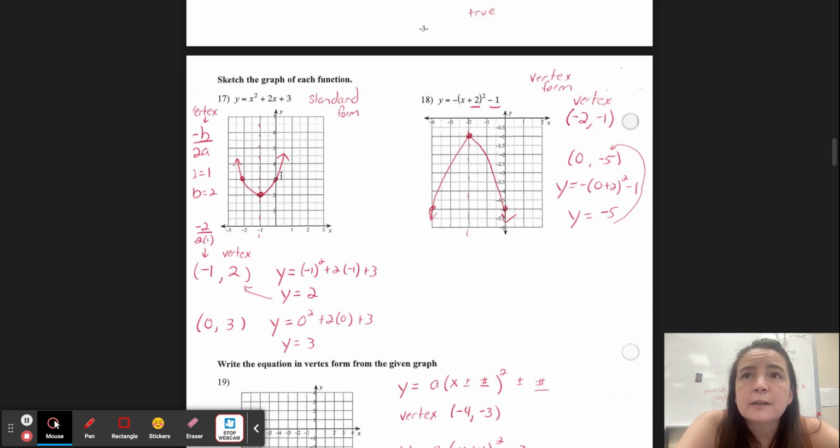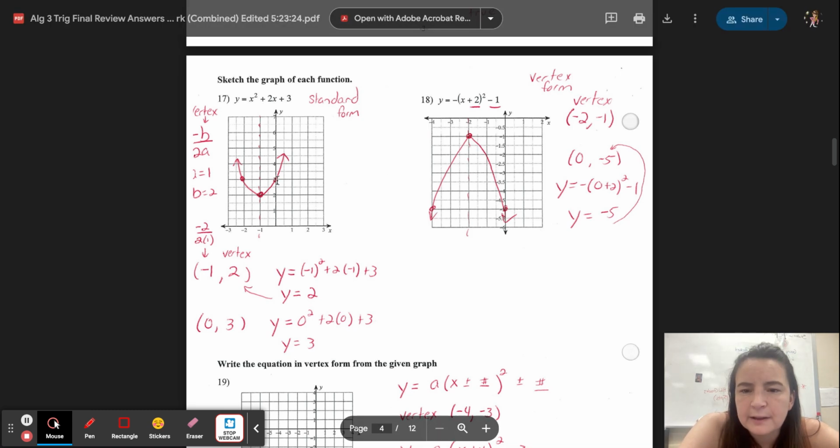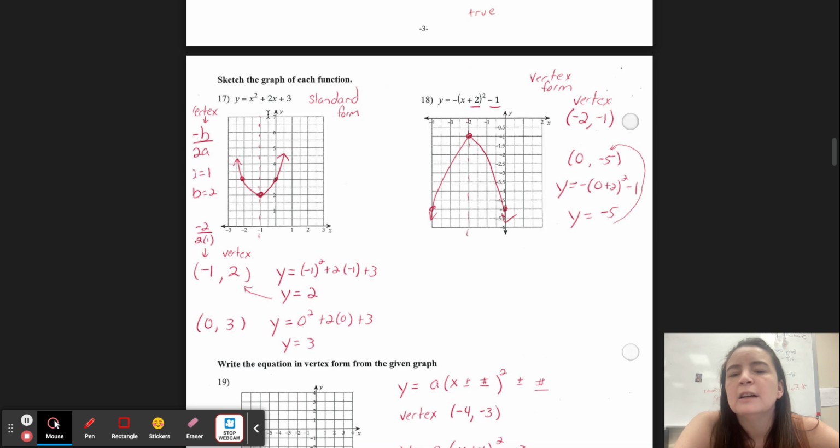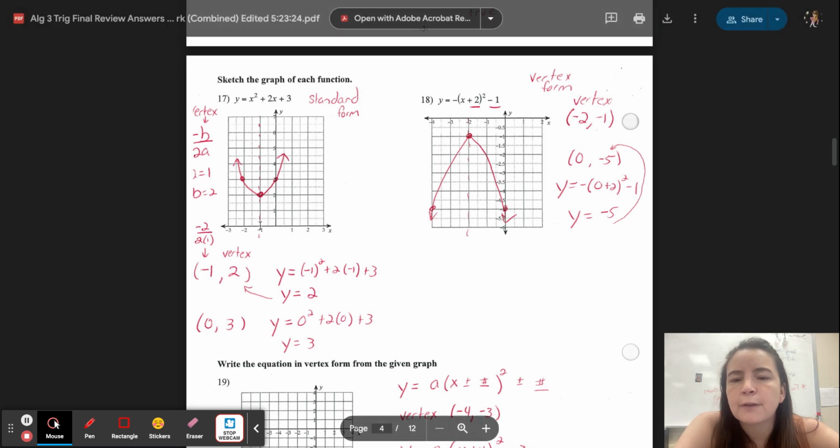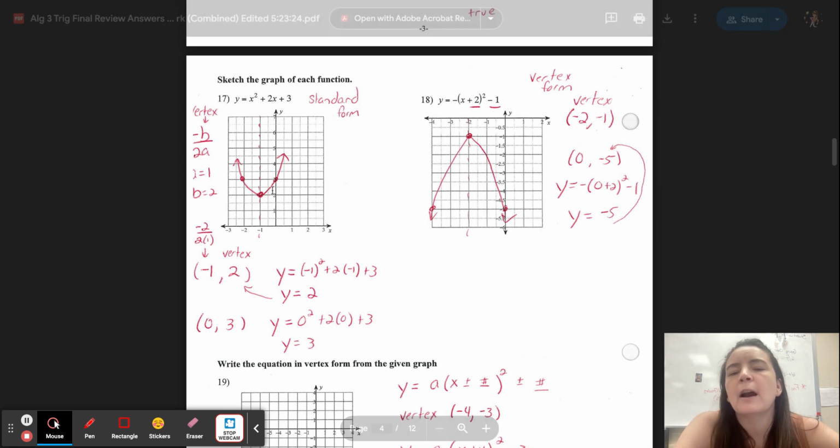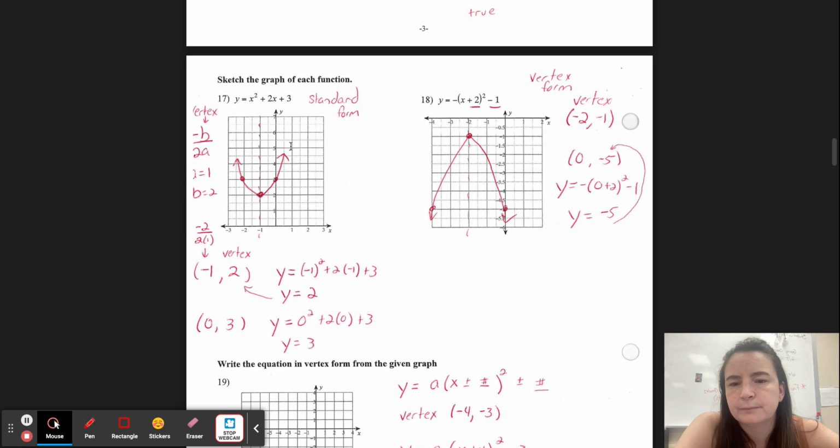If I am smart, I realize that parabolas are symmetrical. They're symmetrical through the vertex. So whatever's happening on this side is also happening on this side. So I draw my little dashed line through the vertex, and I mirror this point over, and that gives me the whole U.